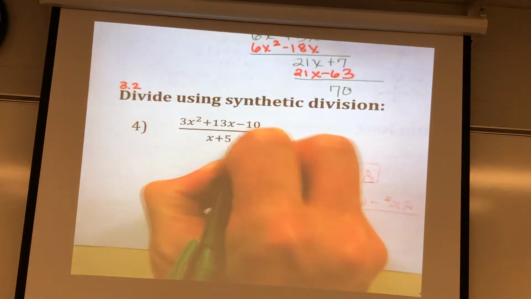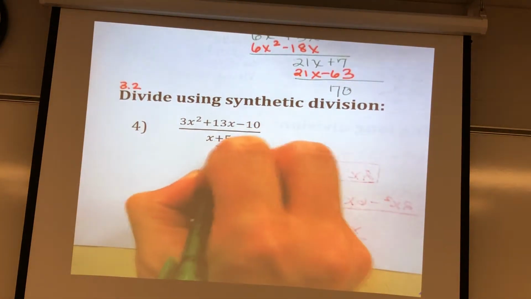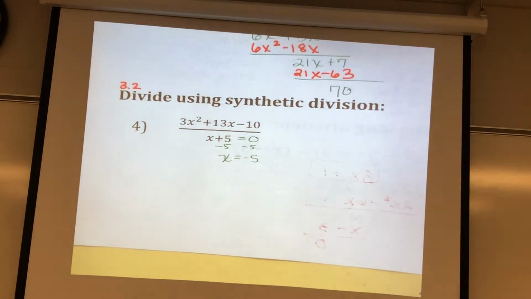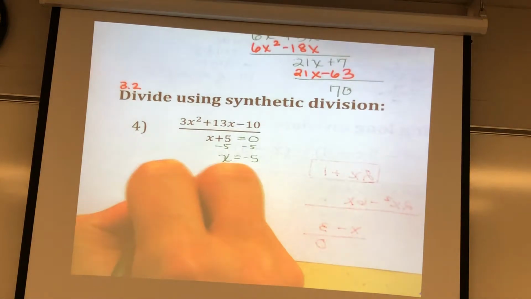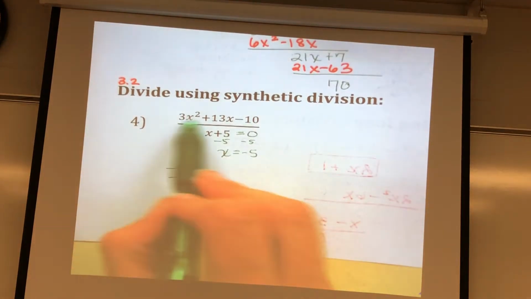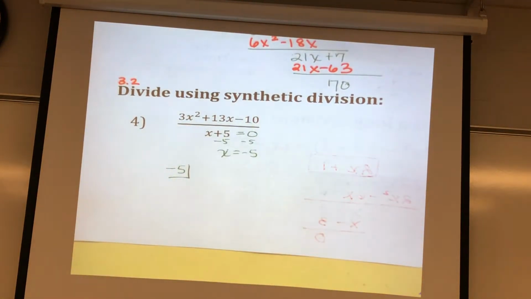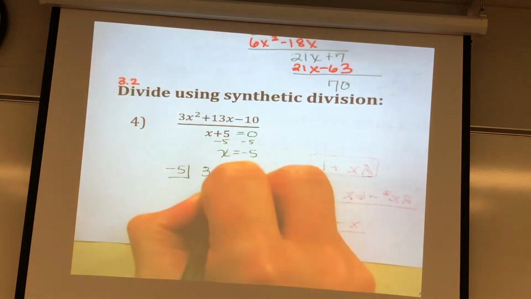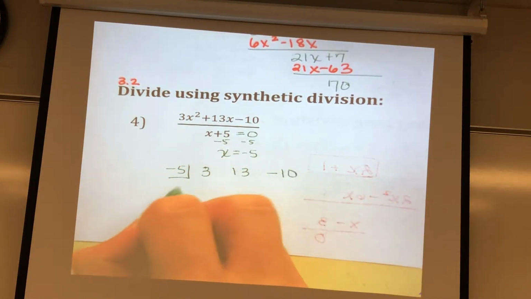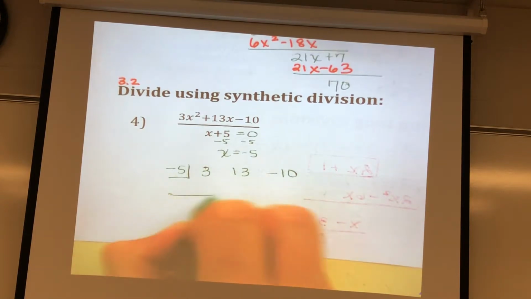So if we set this equal to 0, we can subtract 5 and find out that x would equal negative 5. We're going to take that negative 5 and put it in a little box. Then we're going to take the coefficients of the polynomial in the numerator and write them next to that little box. Leave a line of space and then draw a line.